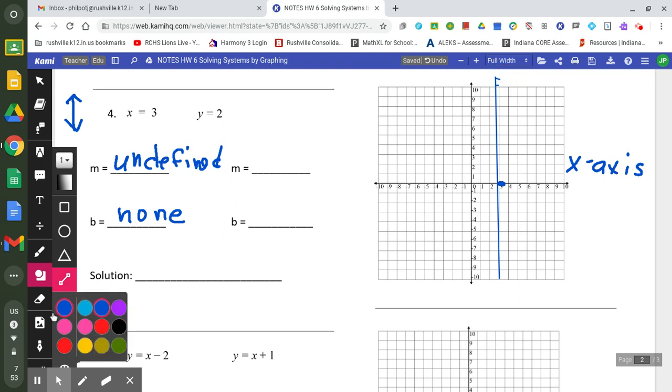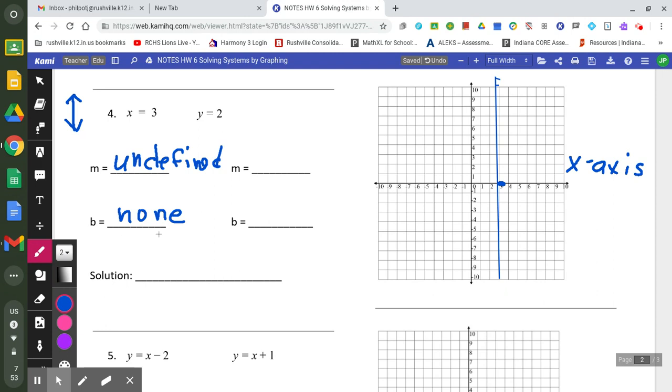Okay, and then my y equals 2. We do not have an x. Y equals without an x in it is a horizontal line, and the slope of a horizontal line is always 0, and the y-intercept is always whatever that number is. So on the y-axis, I find the +2, and then I'm going to have a horizontal line.